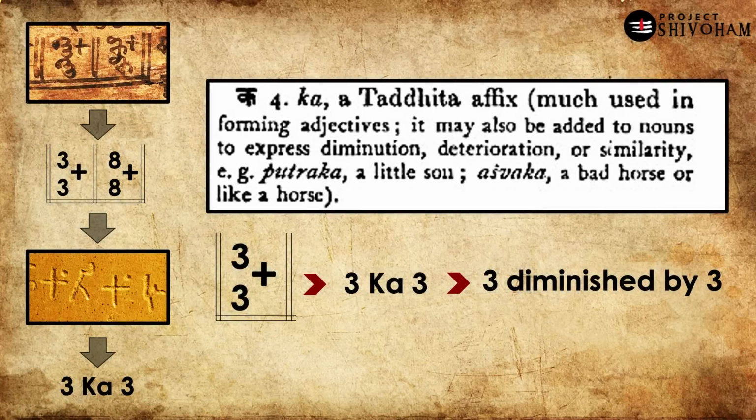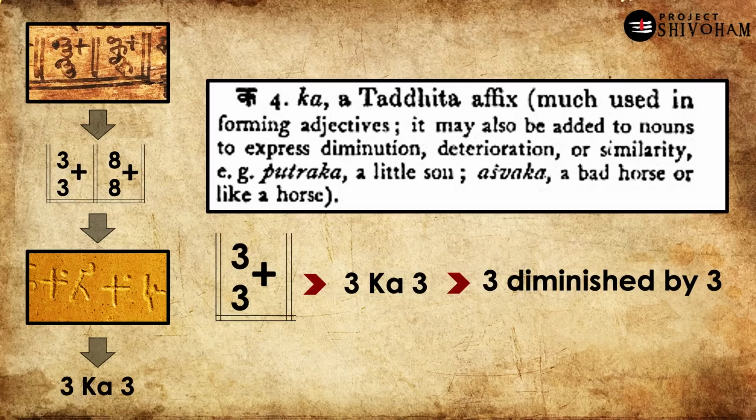So finally the cat is out of the bag, and here is the meaning of 3 Ka 3. The word Ka or the Shabda Ka in Sanskritam means diminish or reduce. So going top down, step by step, superficially what appears to be like 3 plus 3 should be pronounced as 3 Ka 3, and the word Ka or the meaning of the Shabda Ka means diminished. So 3 diminished by 3, essentially 3 minus 3. So basically it is not 3 plus 3 in modern parlance, but is actually 3 minus 3 in Sharada script.